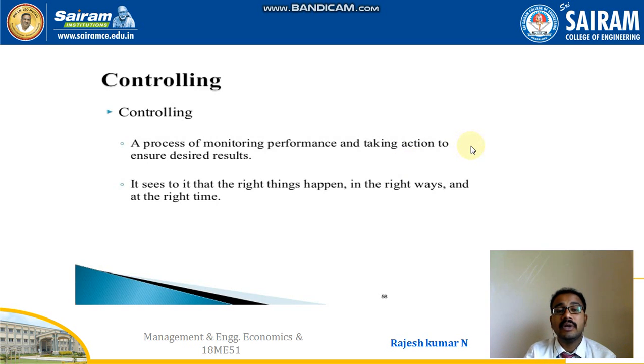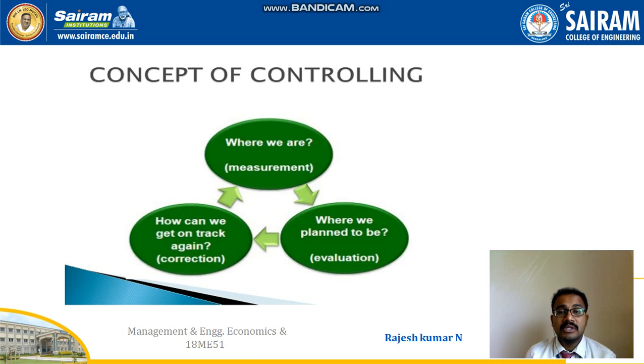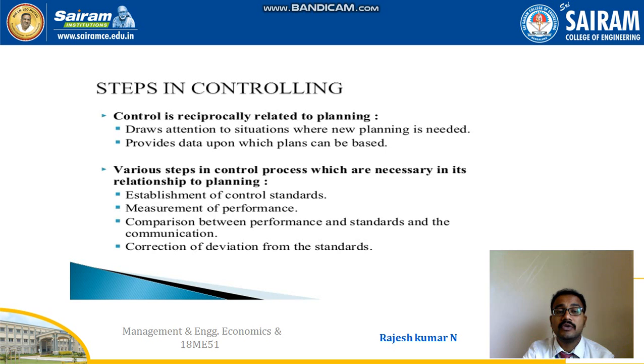Controlling. I can define controlling basically as a process of monitoring performance and taking actions to ensure desired results. It sees to it that the right things happen in the right ways and at the right time. So what is the concept of controlling? You can see it is basically a cycle. Where we are, the measurement; where we plan to be, the evaluation; how can we get on track again, the correction. At any point, this can continue to the next one, and it can even call back to the previous stage also. So these are the steps in controlling.